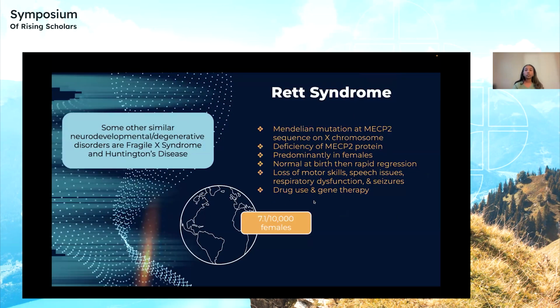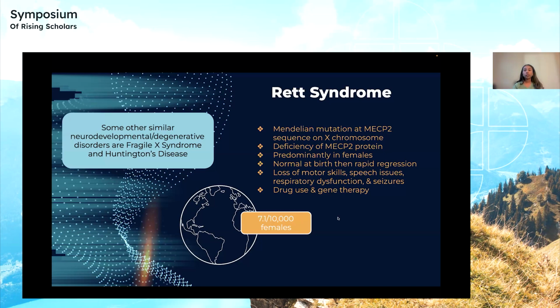One example is Rett syndrome. So Rett syndrome is caused by a single gene mutation at a sequence called the MECP2 sequence on the X chromosome. So this mutation results in a deficiency of the MECP2 protein, and the MECP2 protein is essential for proper neuronal function. This is a rather rare disease as it is found in only 7.1 out of every 10,000 females. I want to put emphasis on females because this disease is predominantly found in females, and I will go into more depth as to why in a second.